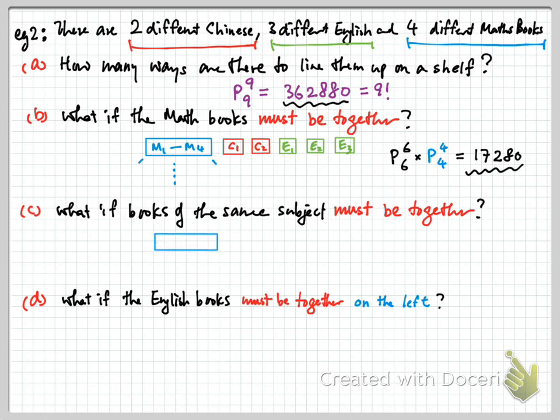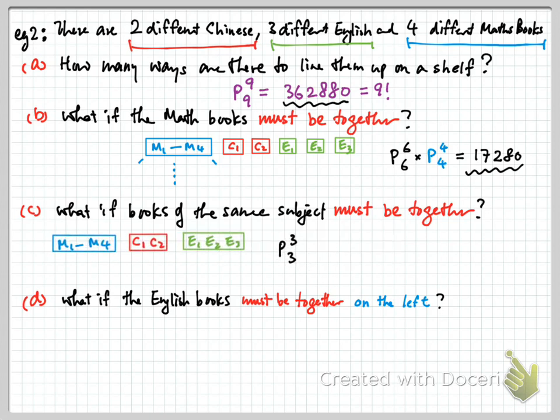One box for the math books, M1 to M4. One box for the Chinese books, because the Chinese books cannot be separated, so you have to put them in a box. And then a final box for the English books, E1, E2, and E3. So there are 3 boxes, and then you can line up the 3 boxes. The ways to line up the 3 boxes will be 3P3. We have so many ways to line up the 3 boxes: Chinese, English, and maths.